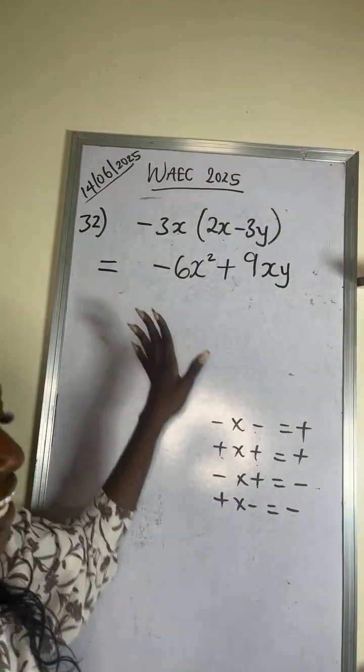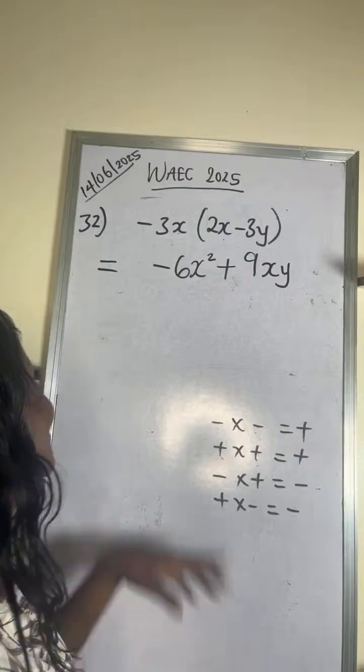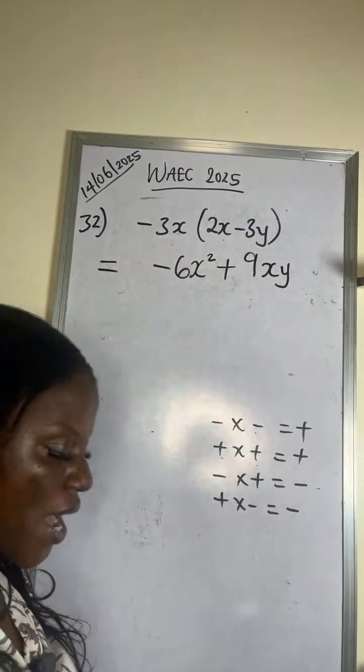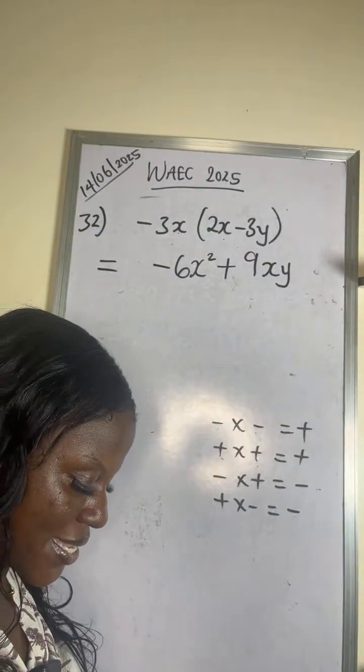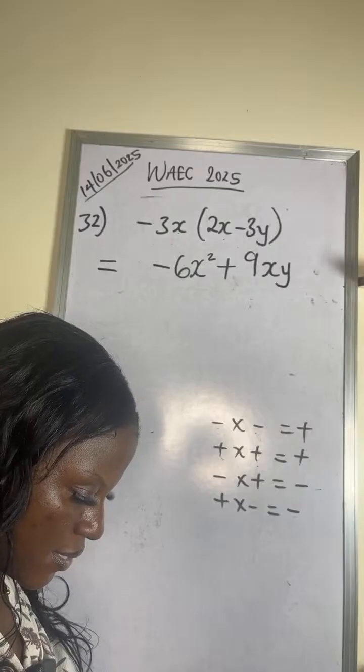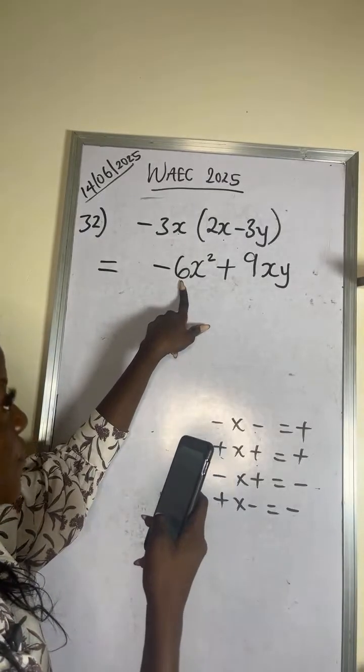Always put your equal sign if you are doing a theory question. So equals minus 6x plus 9xy. Let's see if we have that as an option. Yeah. So option.